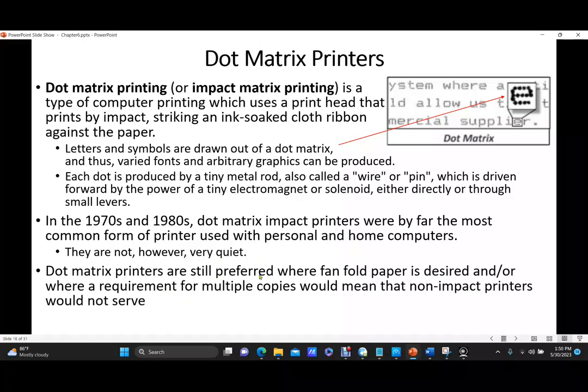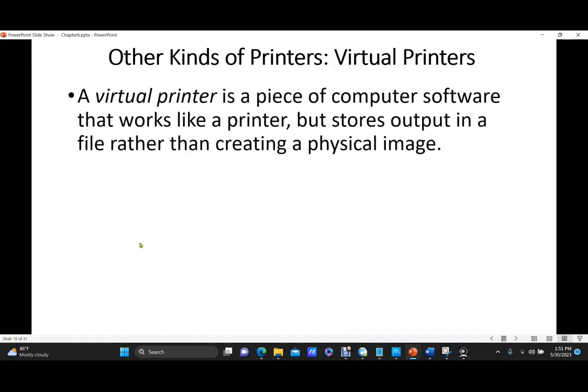They're still preferred where you need fanfold paper or where you need to print multiple copies. Non-impact printers can't do copies. You have to print multiple copies by printing several times.